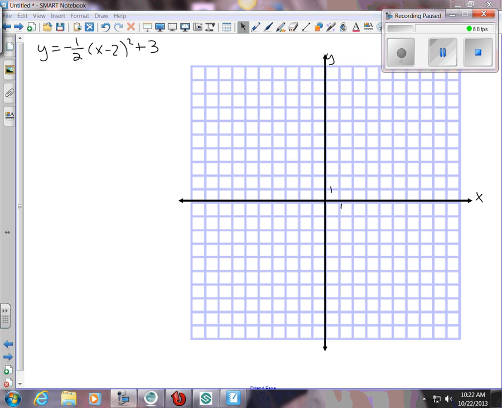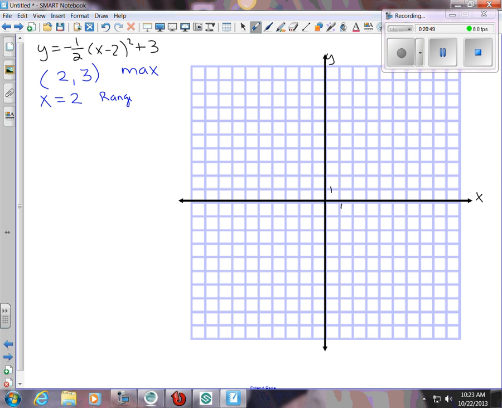Hold on. So what form is this, guys? Yeah, it's vertex form. Tell me what the vertex is, please. (2, 3) is my vertex. What's my axis of symmetry? x equals 2. Am I going to have a maximum or a minimum? Maximum. Why? It's a negative, right? What's my range? Three to negative infinity. But when I write this, negative infinity to 3. Okay, good. So we've got some good information here, right? Just from looking at that one equation.